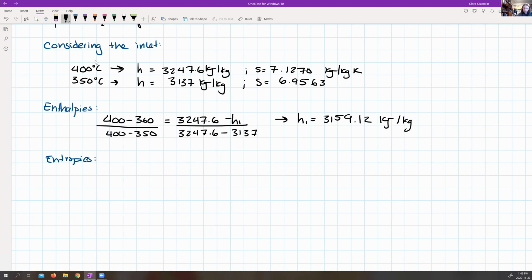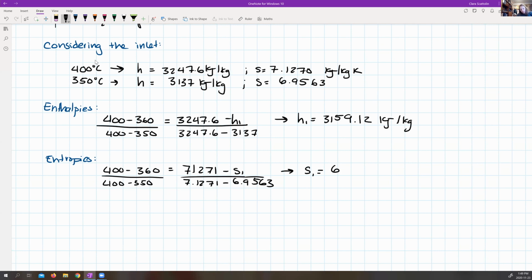What you're going to see is that for the entropies, I'm going to set up the same relationship here, 400 minus 360 over 400 minus 350. And now I'm just going to do my same relationship, but for the entropies. So I'm going to get 7.1271 minus S1 over 7.1271 minus 6.9563. This will give you a value of S1 equal to 6.9905 kilojoules per kilogram Kelvin.